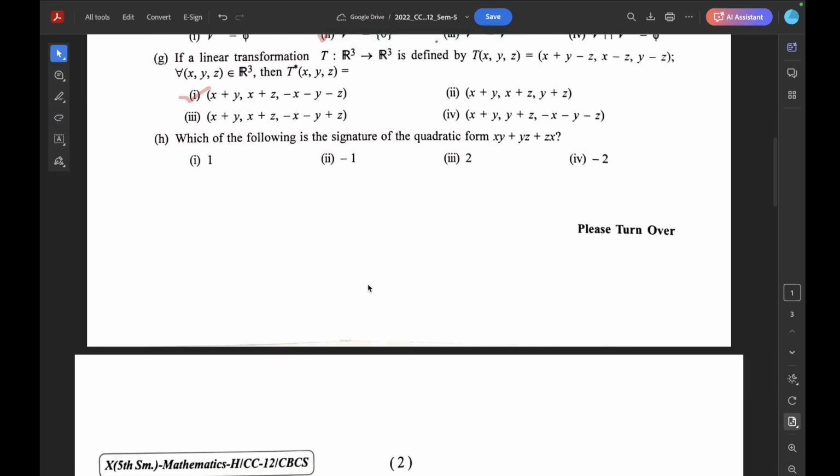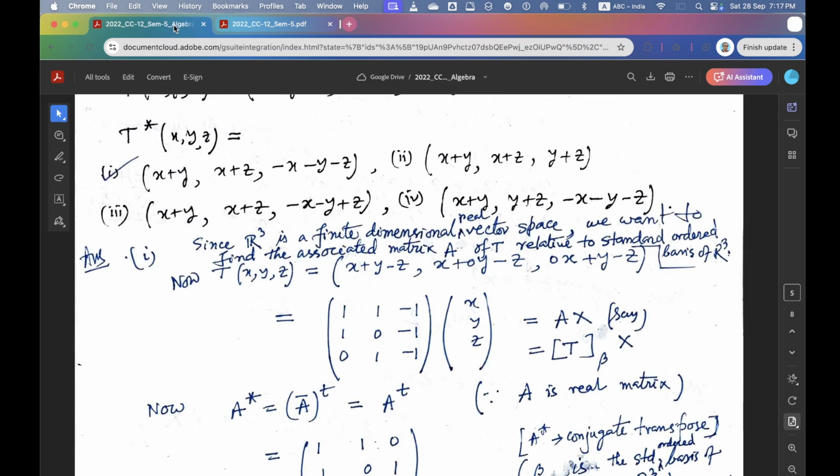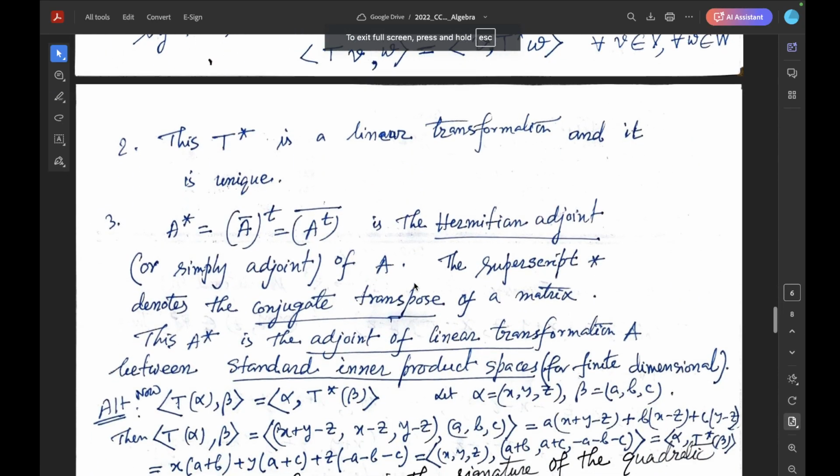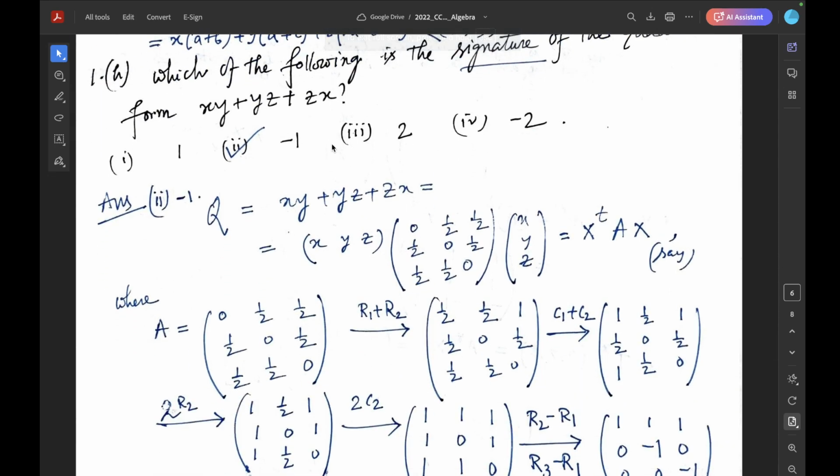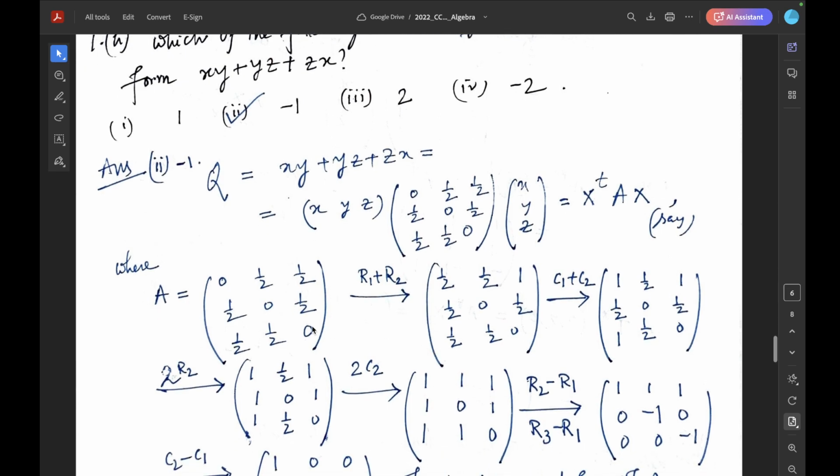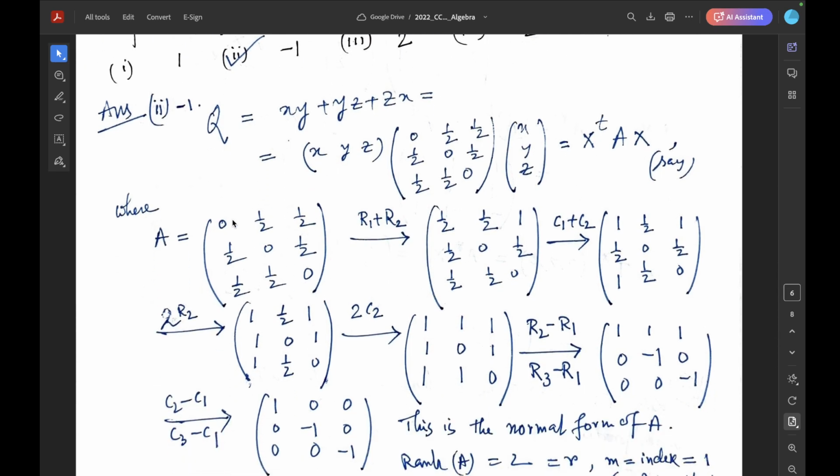Next question H: which of the following is the signature of the quadratic form xy plus yz plus zx? Now this quadratic form Q we can write in matrix notation, a row matrix, the associated symmetric matrix and the xyz column matrix. So X transpose A X, where the corresponding symmetric matrix A is 0, half, half; half, 0, half; half, half, 0.